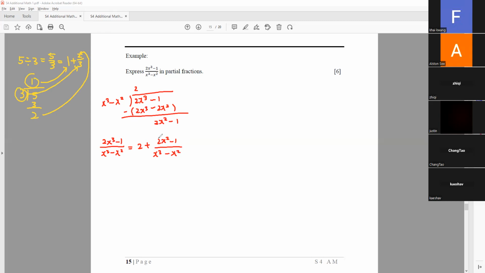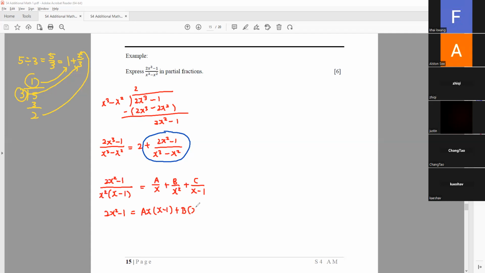Now, I only do partial fraction on this part. So to do partial fraction on this part, you need to factorize your denominator first. Factorize the denominator to become x squared times x minus 1. Then you can write down your identity: a over x plus b over x squared plus c over x minus 1. Okay, then make the denominator the same. So a will multiply by x squared times x minus 1, b will multiply by x minus 1, and c will be multiplied by x squared.